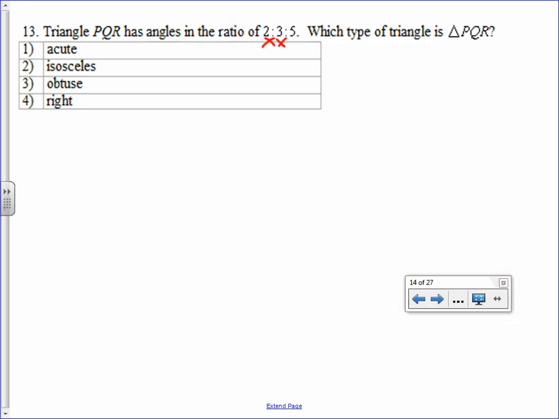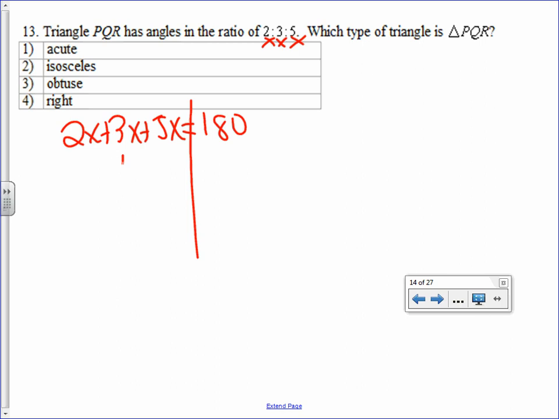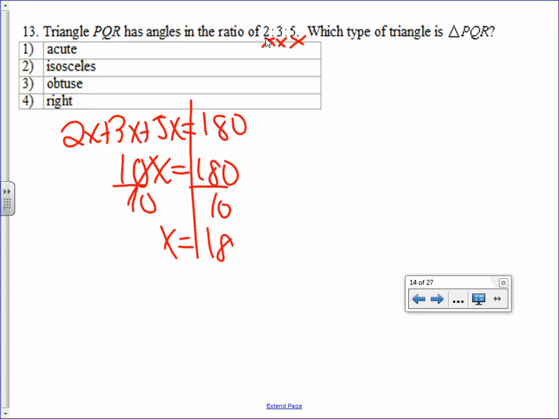Ratio, they're next behind it. Same type of thing, the angles of a triangle. So it's 2x plus 3x plus 5x equals 180. This will be a lot simpler. 10x equals 180, divide by 10, divide by 10, x equals 18. Again, I need to know what the angles are, so I'm going to substitute in. 2 times 18, 3 times 18, 5 times 18.